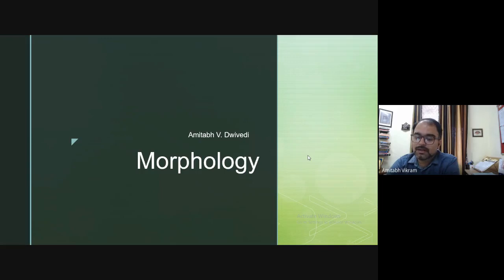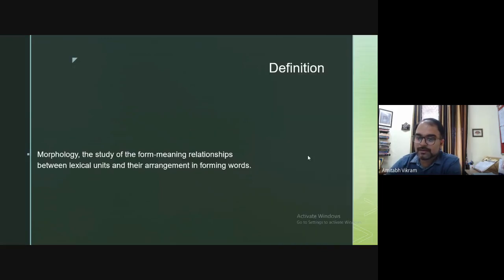So here we will start with a very basic concept of morphology, and this basic concept of morphology starts with the definition. So we need to define what is morphology. Morphology is the study of the form. Morph, M-O-R-P-H, means form. And logy means the scientific study of. So the scientific study of the form is actually morphology.